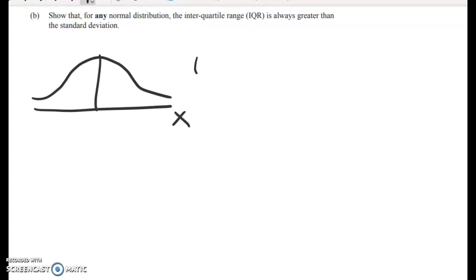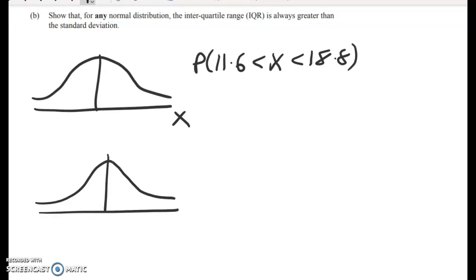So we want to know the probability that the temperature is between 11.6 and 18.8. So we'll call the temperature X. We're going to convert that now into a Z value, right? So we're looking for this area here between 11.6 and 18.8. Very conveniently, that lower limit is exactly the mean. So when I turn this into Z values, we know that that 11.6 will be 0, and we have to work out what the Z value is for 18.8.